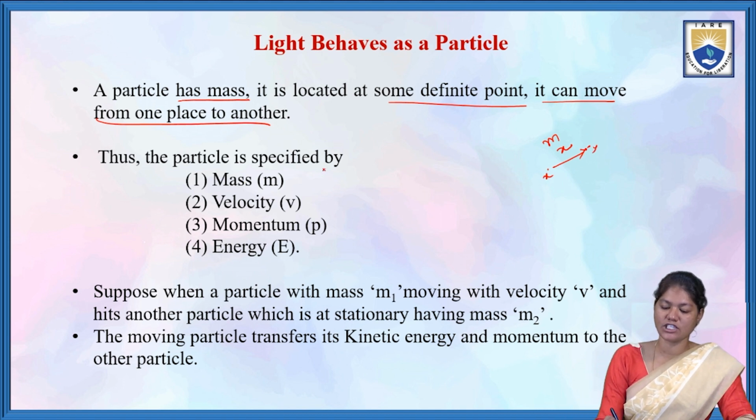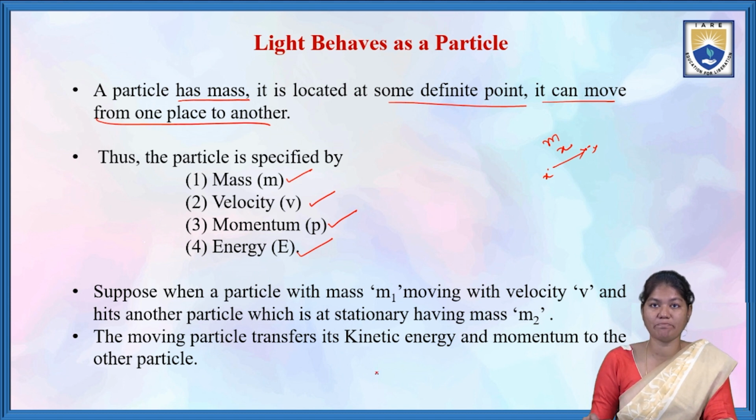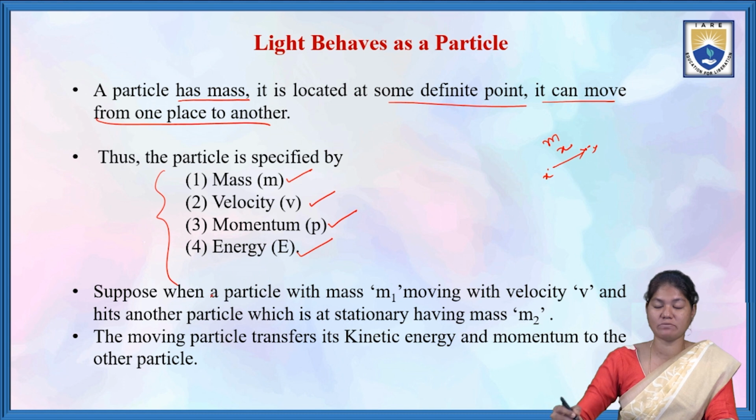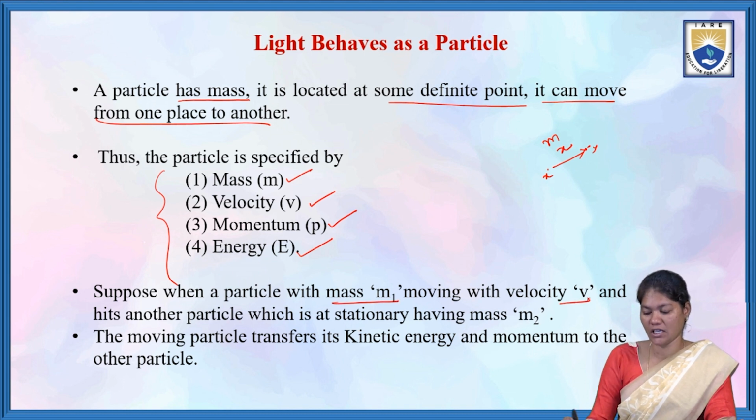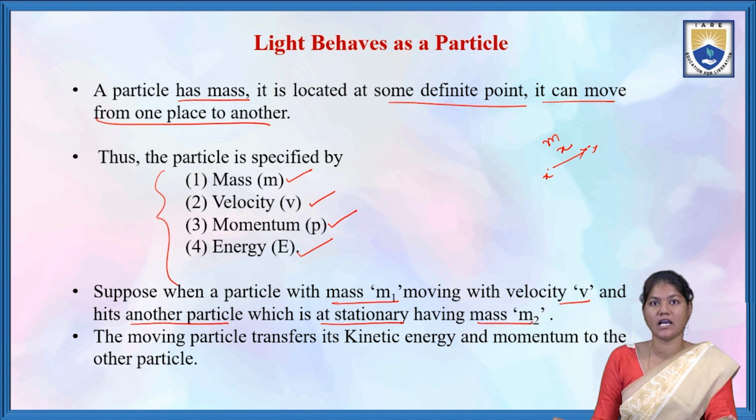So thus, the particle is specified by mass m, velocity v, momentum p, energy E, etc. Suppose a particle with mass m1 is moving with velocity v and hits another particle which is stationary, having mass m2.